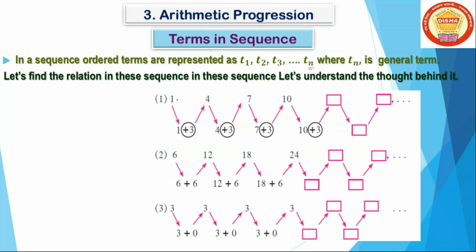Okay, 1, 4. If we add 3 to the first term, which is 1, we get the second term. In the second term, if we add 3, then the third term is 7. In the third term, 7, again we add 3, and we get 10. Again we add 3 to 10, and it forms 13.